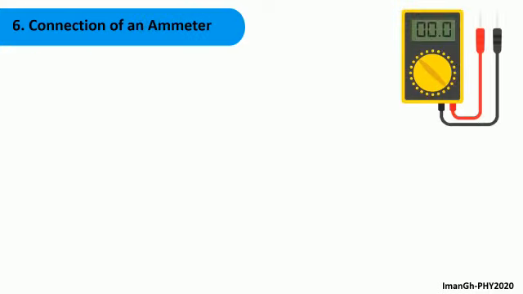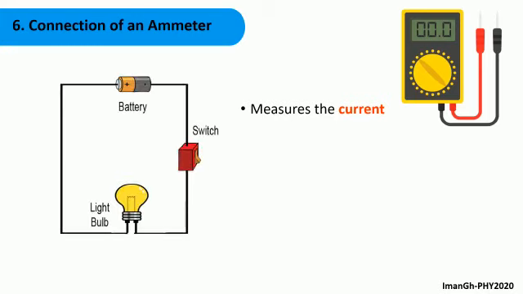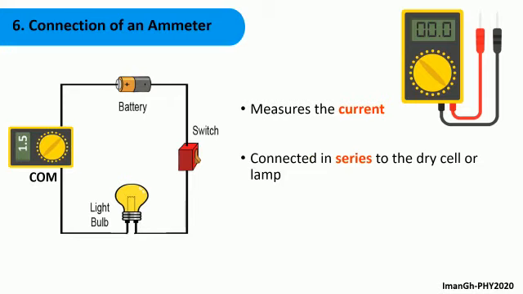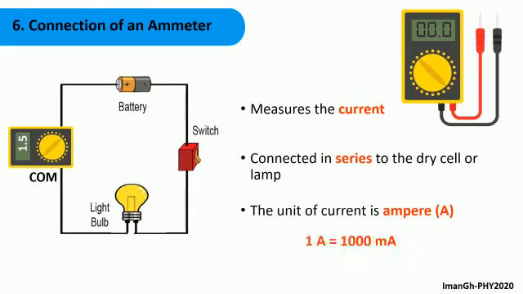On the other hand, the ammeter measures the current. The ammeter should be connected in series, which means that it should be placed beside the dry cell. But still, the COM terminal should be connected to the negative pole and the plus terminal to the positive pole. The unit of current is ampere. In this case, the current is 1.5 ampere. Another unit of current is milliampere. To convert from ampere to milliampere, we multiply by 1000.